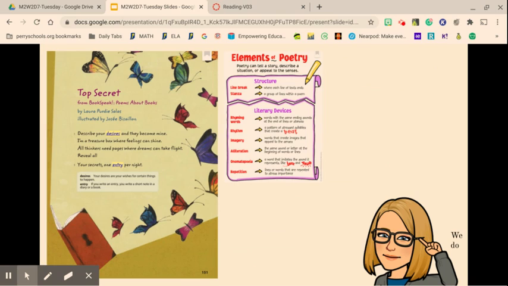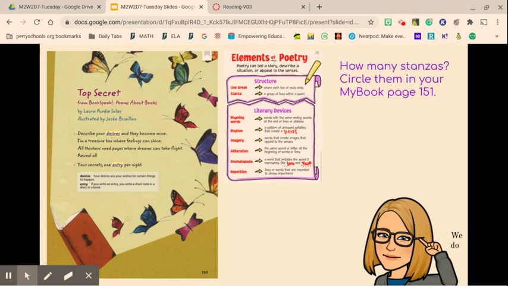So we're going to look at this thinking about our structure. This is in your book on page 151. It's called Top Secret, from Book Speak, Poems About Books. Describe your desires and they become mine. I'm a treasure box where feelings can shine. All thinkers need pages where dreams can take flight. Reveal all your secrets, 1 entry per night.